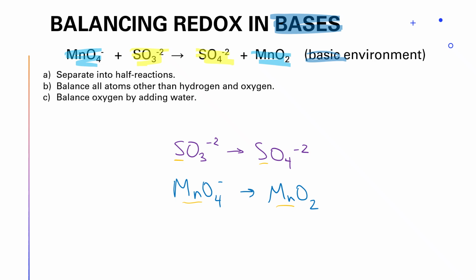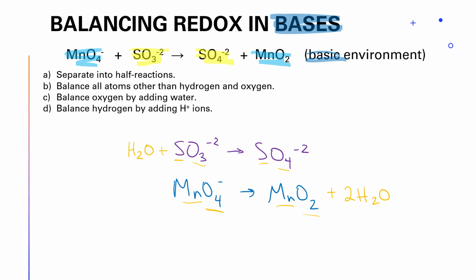Now I'm going to balance oxygen by adding water. There are 3 oxygens on the left and 4 on the right, which means we need 1 water to add 1 oxygen. For the manganese, I have 4 on the left and 2 on the right, so we need 2 waters to add 2 oxygens.